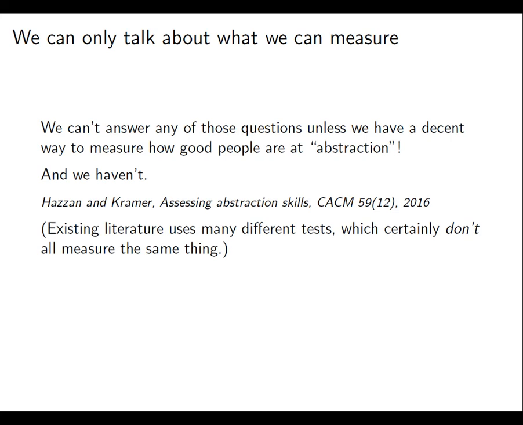And the existing literature at this point uses many different tests, and they definitely don't all measure the same thing. In fact, even worse than that, we find in some cases the same test being used in one study as a measure of students' abstraction ability, and in another study as a control test, in order to make sure that they were not just measuring general intelligence with some other test that they claimed was measuring abstraction ability.